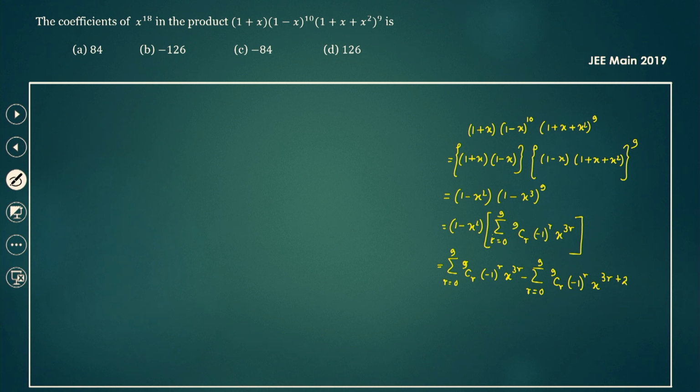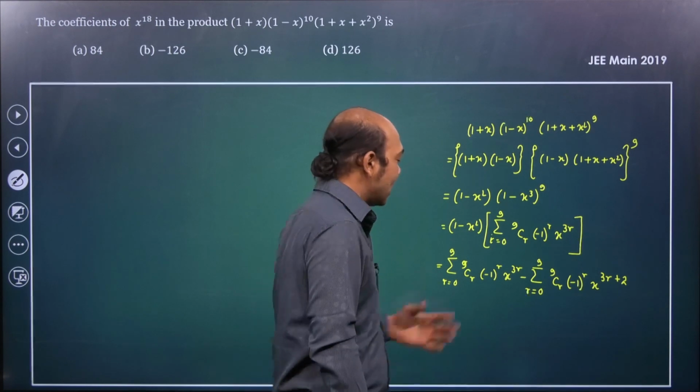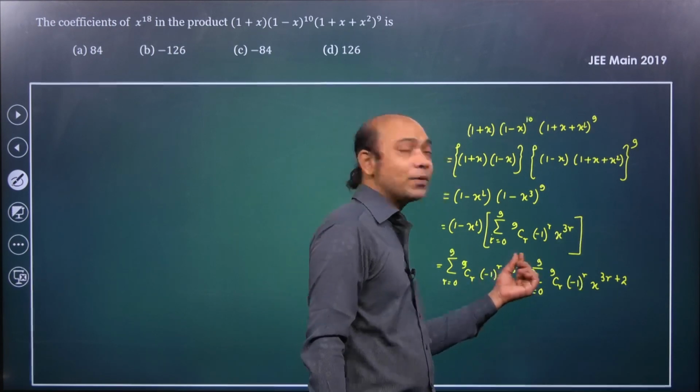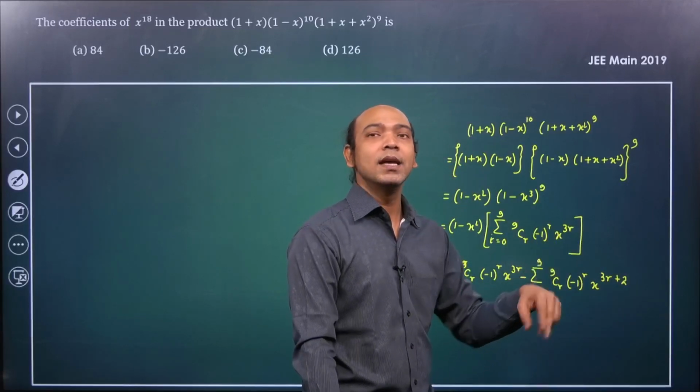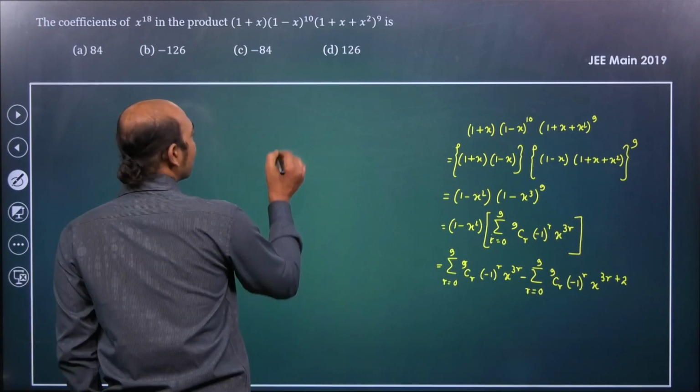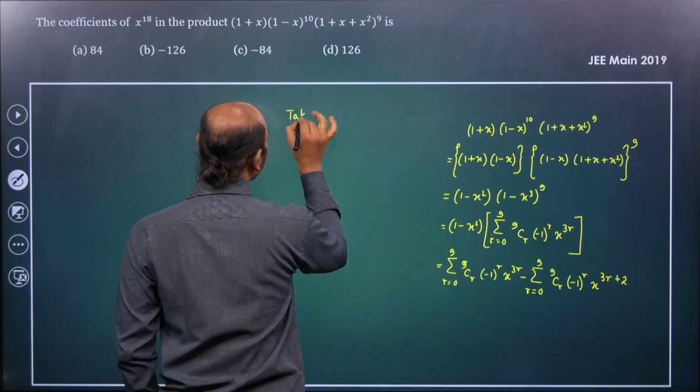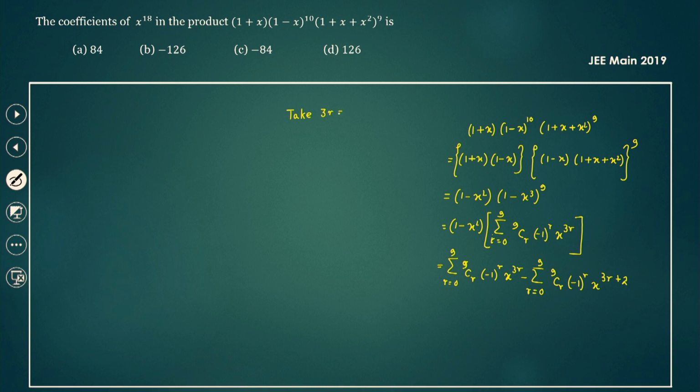the coefficient of x to the power 18. That means x to the power 3r will be 18 and x to the power 3r plus 2 will be 18. So those are the two cases. Let's find out the possibilities. First we take 3r equal to 18. That implies r is equal to 6. So that's one case. Now if I consider 3r plus 2 equal to 18, that implies r is equal to 16 by 3, which is not an integer, right?